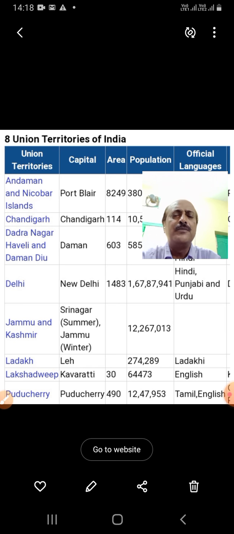The central government, the state government, the chief minister, governor, they look after the state. Who looks after the union territories? The union territories are directly governed by the central government. That is, the president and prime minister look after these union territories. But they appoint one lieutenant governor. Each and every union territory has a lieutenant governor who looks after it and directly reports to the central government.